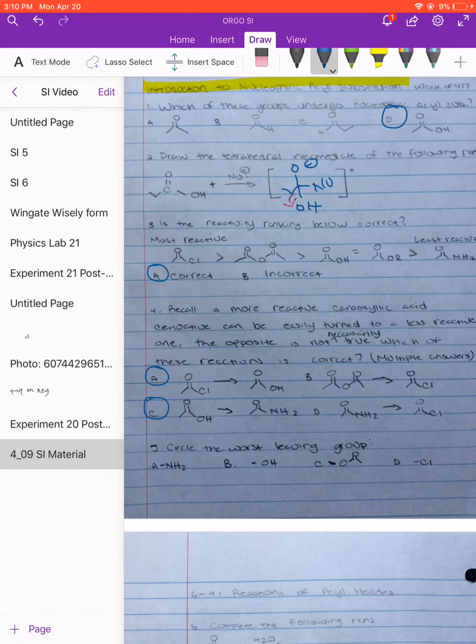So, number 5, circle the worst leaving group. So the worst leaving group is going to be the most stable, and also the least reactive. So that's going to be this amine right here.